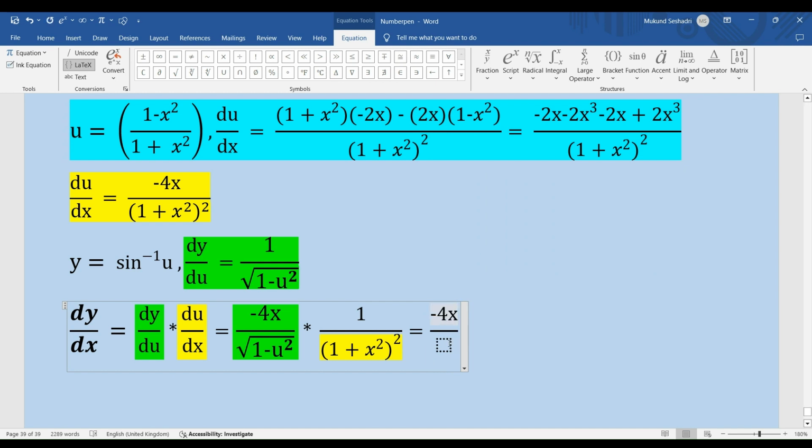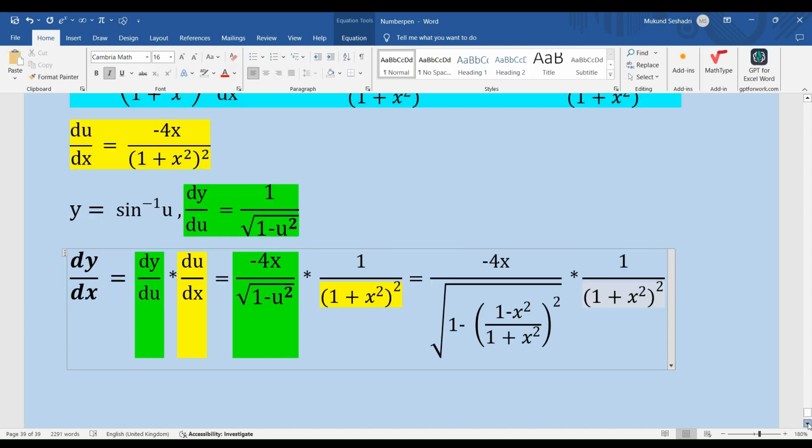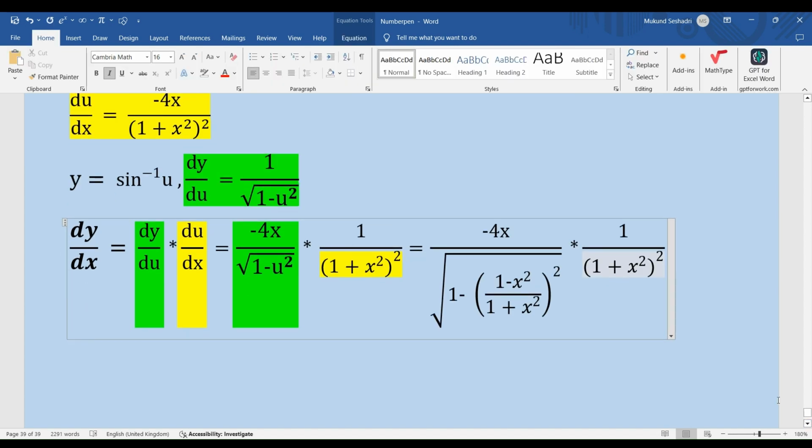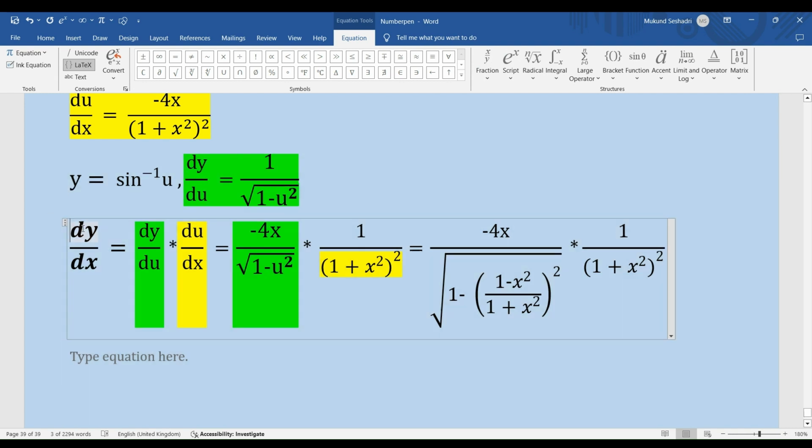I have a minus 4x in the numerator, and then I do square root of 1 minus u square. So this is what I have, and I'm going to move to the next step because this is getting a lot messy if I continue to do that in the same line. So my dy by dx equals, I know that, so I have a minus 4x.